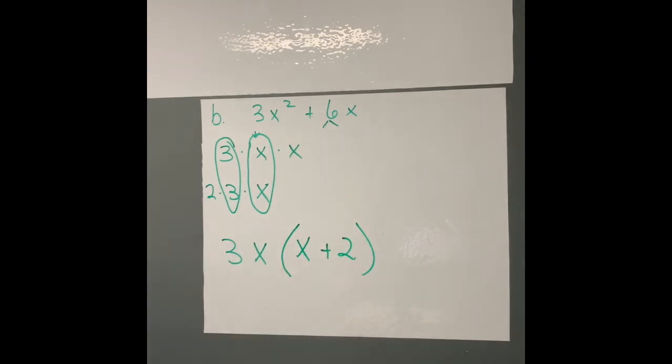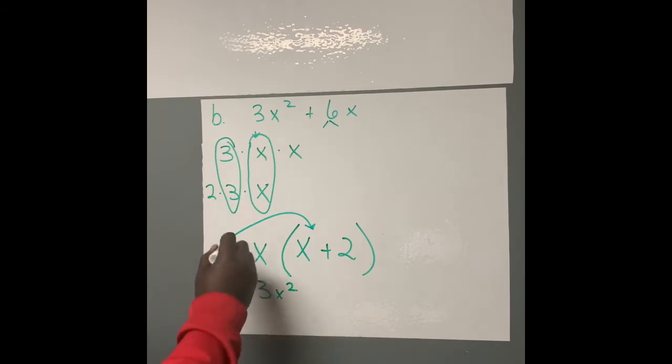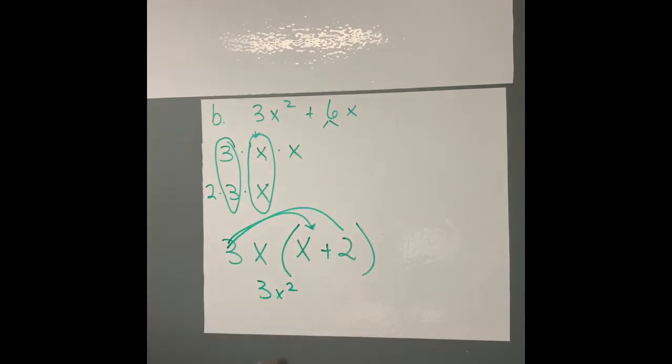And that's how we break it down. So now when we want to go back and redistribute, 3x times x is going to give me 3x squared. And then if I did 3x times 2, that'll give me plus 6x. It's just another way for you guys to see if it's confusing for you. Like I said, I like to break it down into the most building blocks.